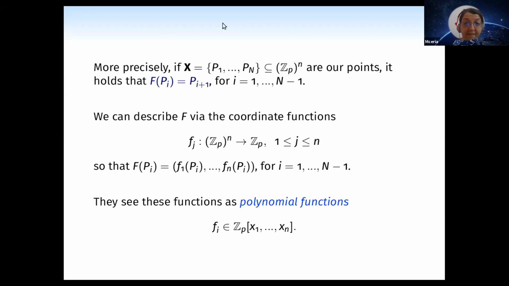We have a finite set then of points, P_1, ..., P_n, that are the states that you are going to examine. And what happens is that f of P_i, so the function representing the dynamical system in P_i, gives you P_{i+1}. And it is possible to describe the function f using the coordinate functions. So using this f_j for j from 1 to n, that take the point P_i and send it to Z_p, so f_j of P_i. In particular, my function big F is composed by f_1 of P_i, ..., f_n of P_i when evaluated in the point P_i. And these coordinate functions can be seen as polynomials in Z_p.